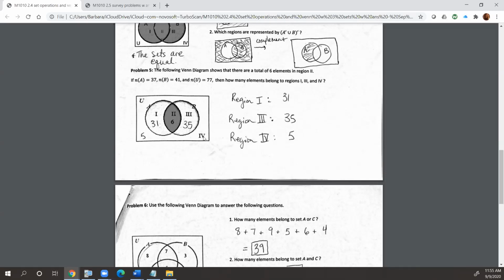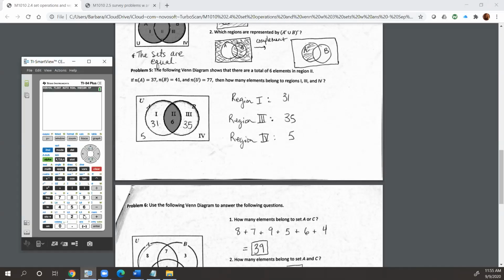And in order to find out how many elements are in region 4, we subtract 77 minus the sum of 31, 6, and 35. So the sum is 72. So 77 minus 72 is what's left in region 4. So we have 5 elements in region 4.